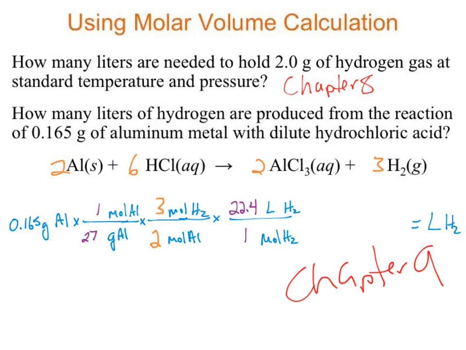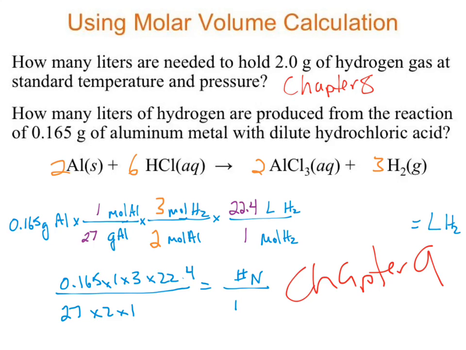When you're getting an answer, you divide by 27 times. So how do I go through and do this calculation? I'm not going to address units in this case, but I will take everything in the numerator. So I have my 0.165 times 1 times 3 times 22.4, and I will multiply all of those out to give me a number. I will then take everything in the denominator, 27 times 2 times 1, and I will get my number in my denominator.